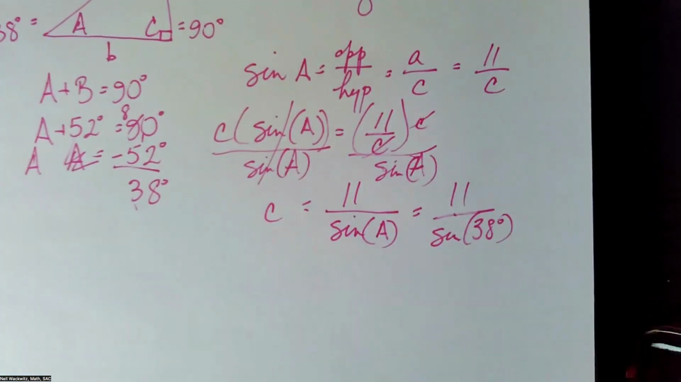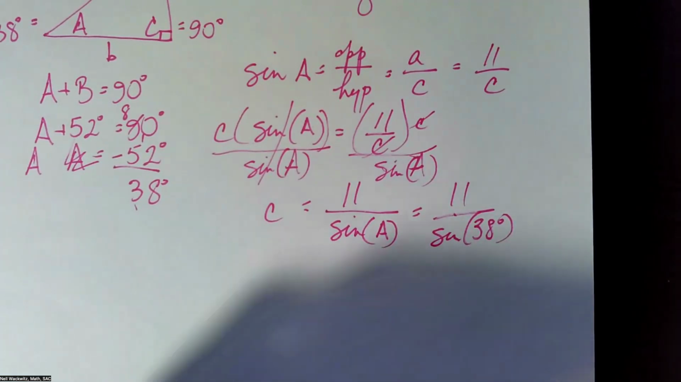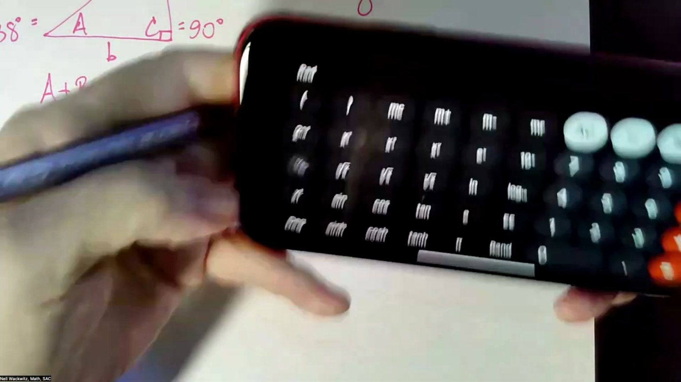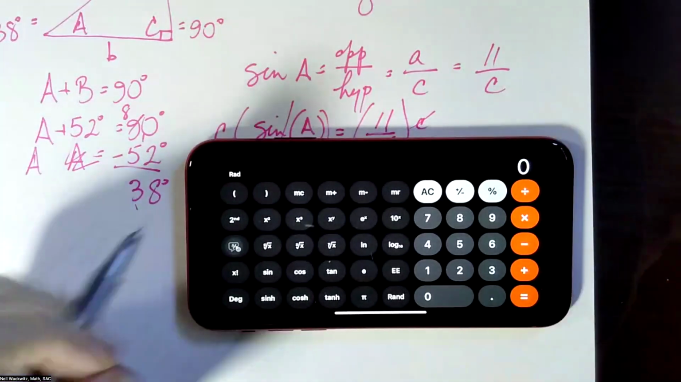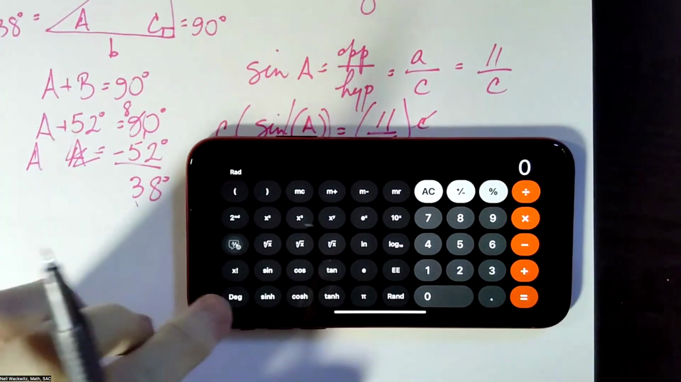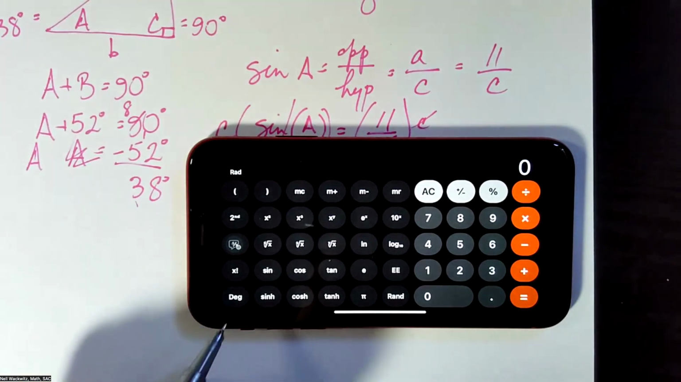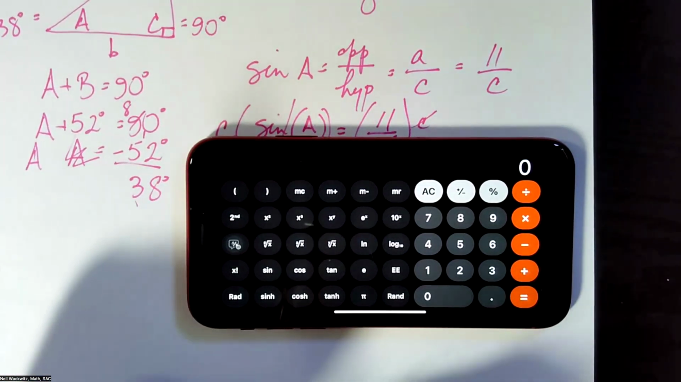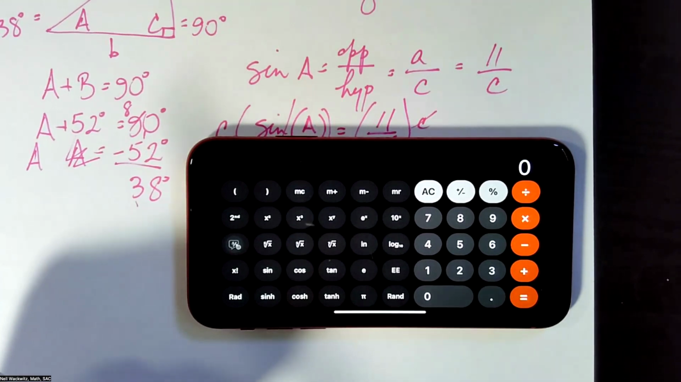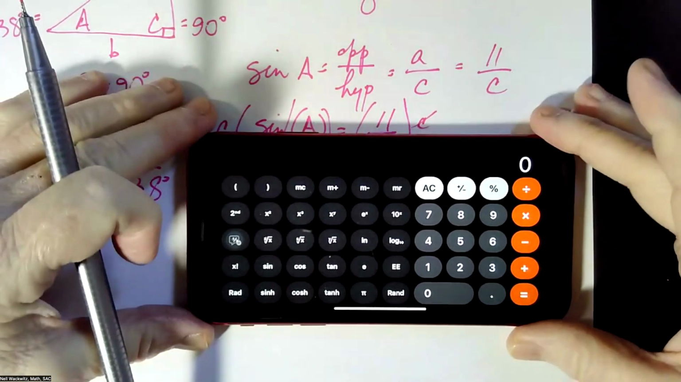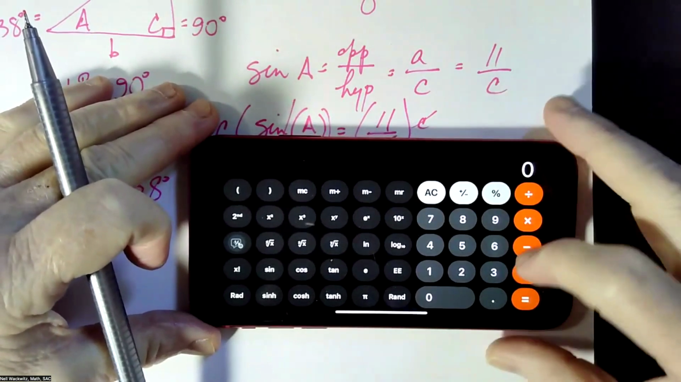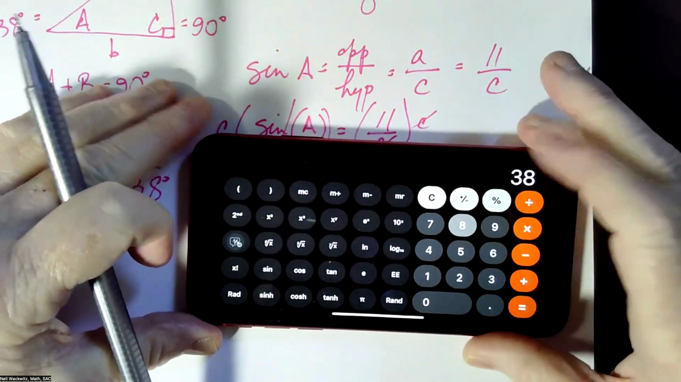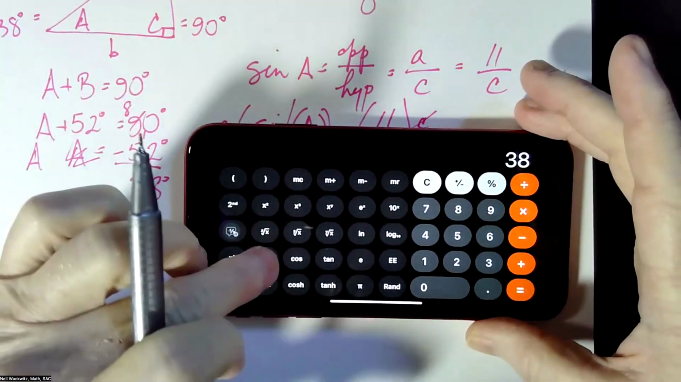I'm just going to use my calculator. So this stuff going forward, we'll use calculators quite a bit. And mine tells me when I'm in radian mode, which I don't want to be in. There's this button at the bottom. And if you have an Android, it should be fairly similar. Okay, so I'm going to type in 38, and here's sine.